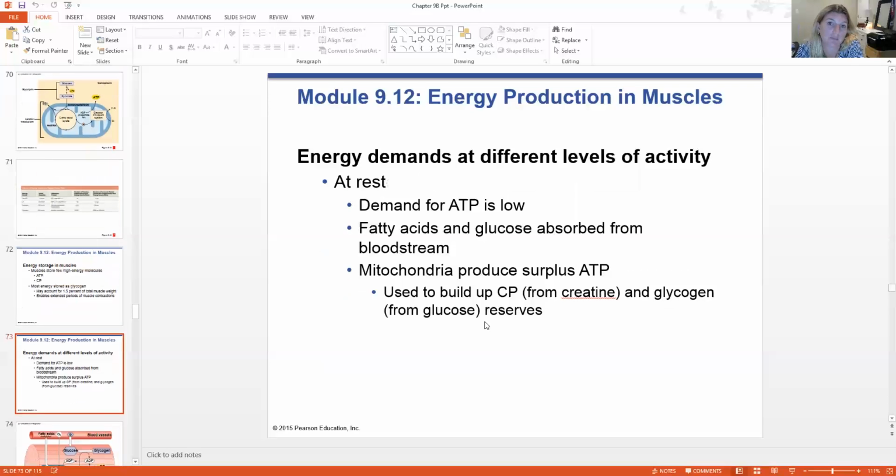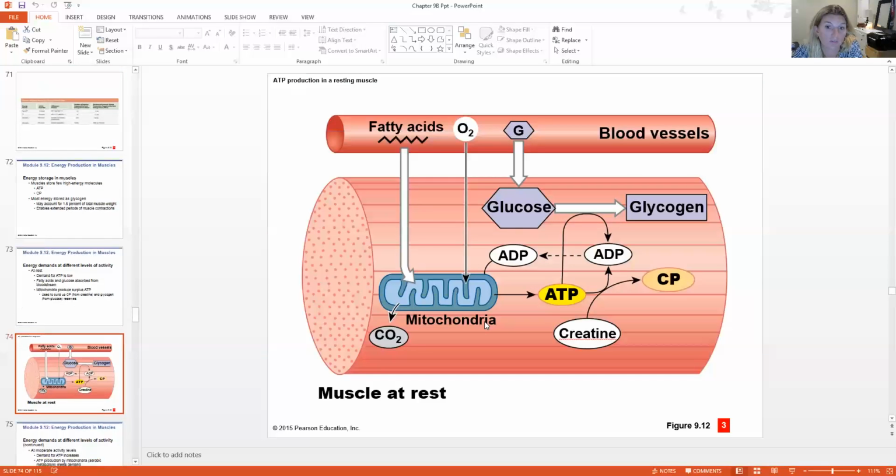Even at rest, the demand for ATP is relatively low. Fatty acids and glucose are absorbed into the bloodstream, and they're metabolized for the creation of ATP. We also use that to build up our creatine phosphate reserves and glycogen reserves. So this is a muscle at rest. All this stuff, our body's like, sure, come on in. We're not doing anything anyway. We may as well take all these fatty acids and glucose into the muscle cell. We'll stock up on ATP and creatine phosphate. Why not?